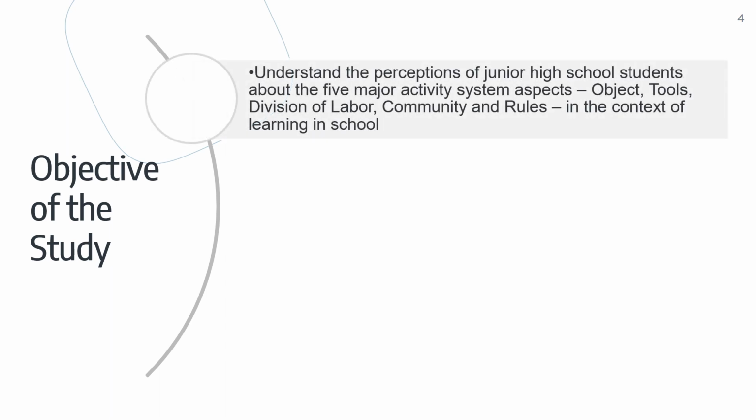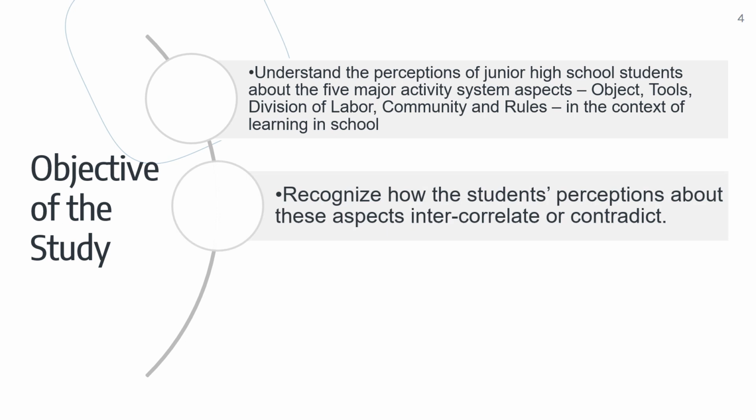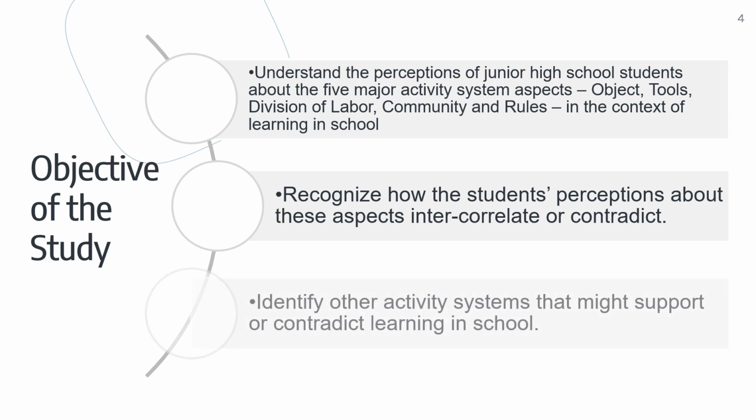There are 3 objectives of the study. First, to understand the perceptions of junior high school students about the 5 major activity system aspects: objects, tools, division of labor, community, and rules in the context of learning in school. Next is to recognize how the students' perceptions about these aspects intercorrelate or contradict. And lastly, to identify other activity systems that might support or contradict learning in school.